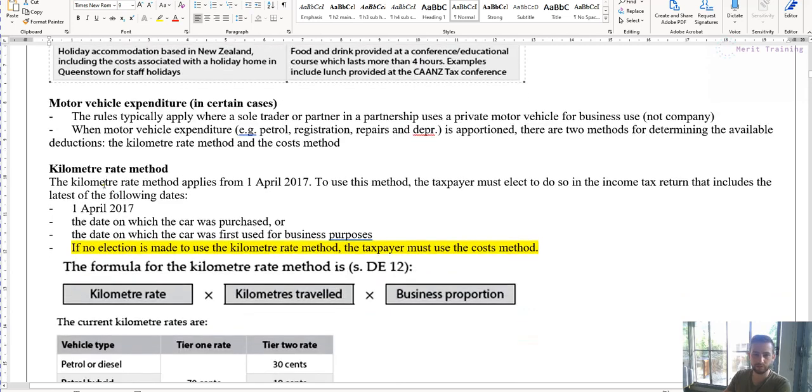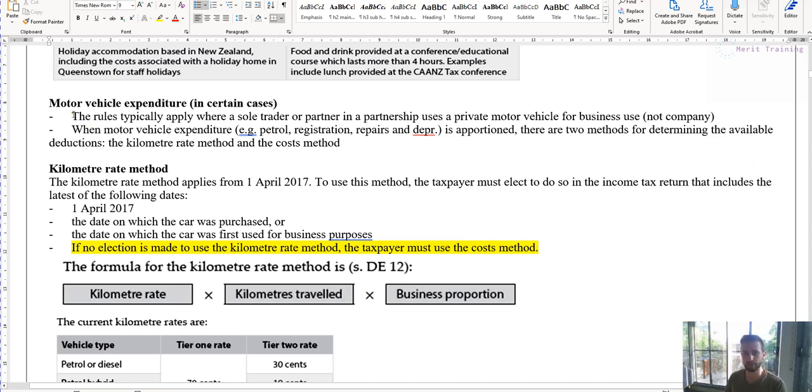Okay, now let's talk about motor vehicles, which is another specific deduction. Now, important to note that these rules only apply where there's a sole trader or a partner in a partnership, and it's for the purposes of using a private motor vehicle for business purposes. So this doesn't apply to companies, which are different. So when motor vehicle expenditure, for example, petrol, repairs, depreciation, is apportioned, there are two methods to get the business side of it.